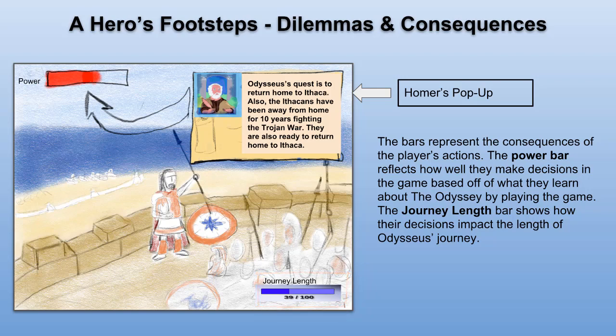In this example, the player decides to stay in Troy. The power bar goes down and his men get restless, because this goes against the book's narrative. The journey bar also goes up since the delay means the trip home takes longer. These elements provide an assessment to show how well the player is adhering to the plot of the book and paying attention to clues from the game. If the player makes enough bad choices, they could lose the game.